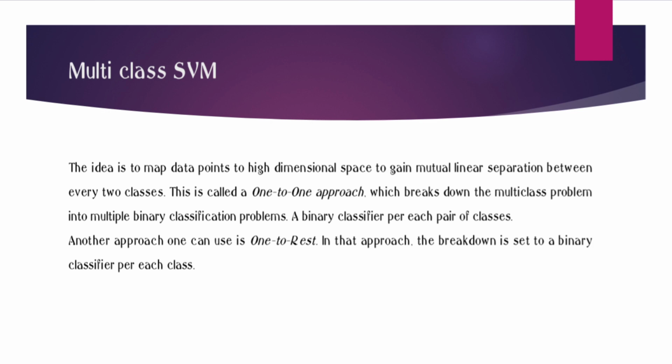Multi-class support vector machine. The idea is to map data points to a high dimensional space to gain mutual linear separation between every two classes. This is called a one-to-one approach, which breaks down the multi-class problem into multiple binary classification problems, a binary classifier for each pair of classes. Another approach one can use is one-to-rest.